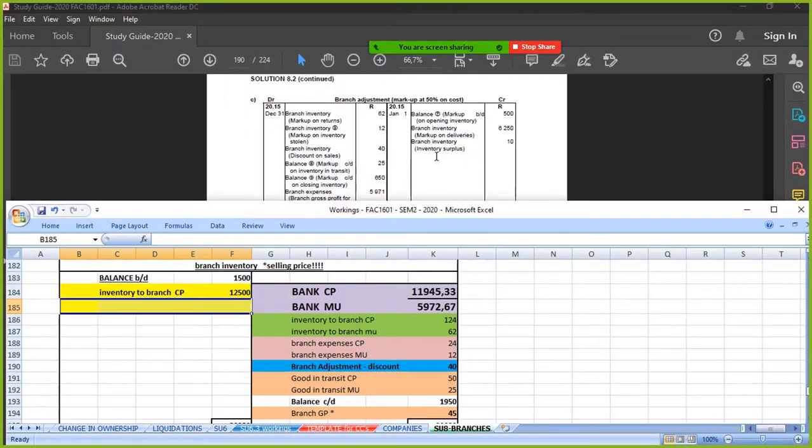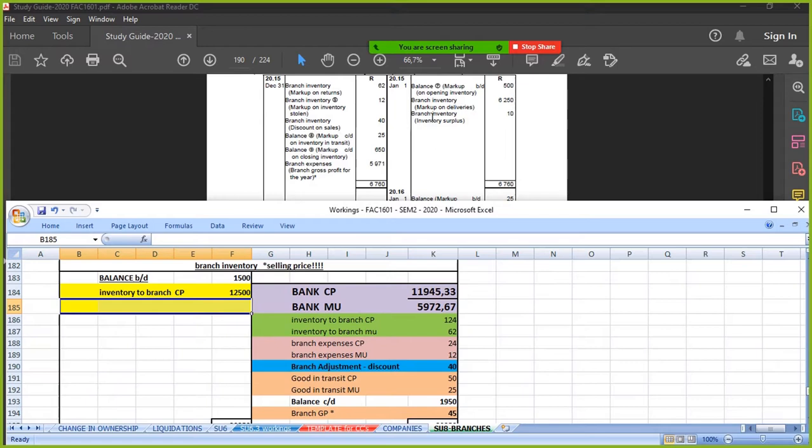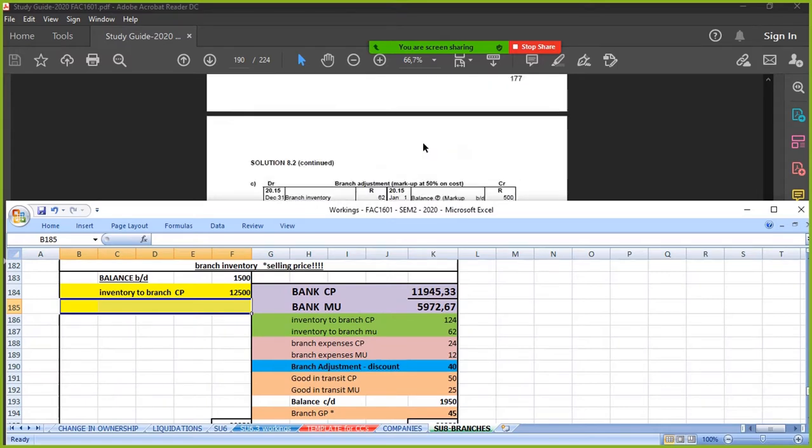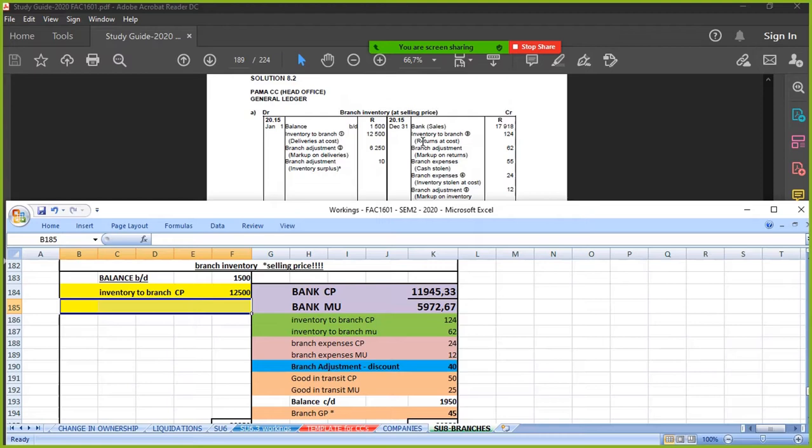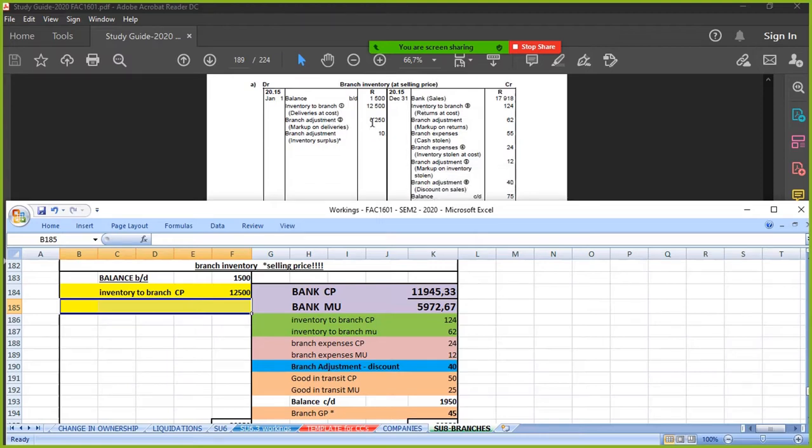Okay, let's see. Branch adjustment, do they have that there? Yeah, that is there. Okay. Here you've got branch adjustment, markup on deliveries. Yeah, you see, this is still not providing for the total. That's the problem, because the selling price has to be the total. So you do have to keep that there. You can't take that out.